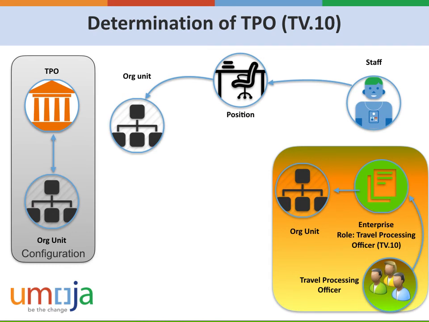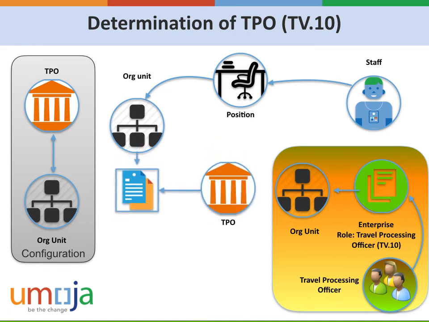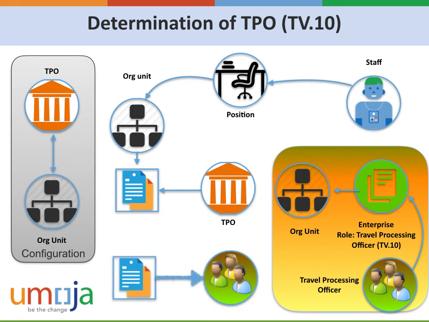Then when a travel request is created by a staff member who belongs to an organizational unit, the system defaults the travel processing office based on the configuration. And once the TSA approves this request, the system does the reverse relationship and it goes to the TPO and finds out the org unit, and from the org unit it finds all the travel processing officers assigned to that org unit, and the document is sent to them. This is the way the determination of a travel processing officer is made.